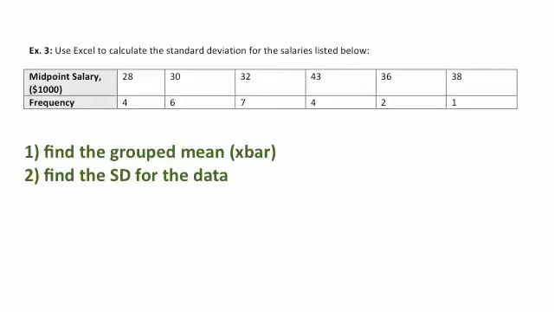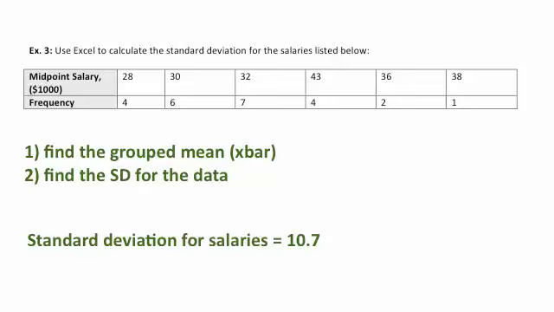But here, if you want to work on this yourself, you can. Feel free to press pause and just go ahead. But basically, find the grouped mean, right? So you have to find the mean first. You have to find x bar for this data set first, using midpoint and frequency. So you may have to look back in your notes to refresh your memory about how to do that. And then you want to find the standard deviation. And so what you find is that the standard deviation for these salaries, when you've completed the Excel, should be about 10.7.